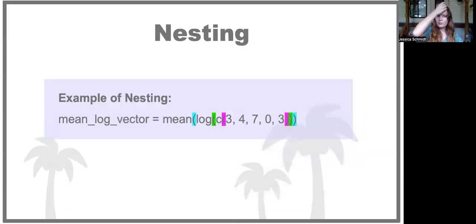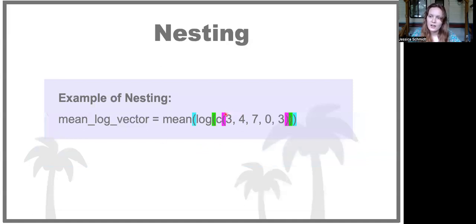Okay, we're gonna talk a little bit more about nesting now. So we talked about it a bit previously. Functions can be placed inside of functions, nesting, which we've done a little bit of already. So for example, this object I'm creating called mean log vector, I tried to color code the brackets a bit to help you see the nesting.